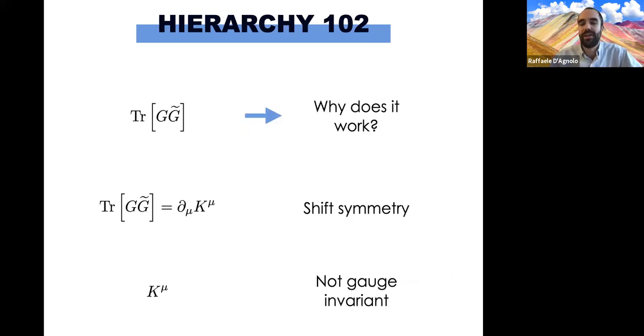So why does this work? The reason is relatively obvious. You can write this operator as the divergence of a current. So if you couple a scalar to it, there is a shift symmetry protecting it. But this current is not gauge invariant, and QCD breaks this shift symmetry non-perturbatively. So you generate the potential you've seen in the previous slide. And so we are looking for operators whose vacuum expectation value is protected by some symmetry, which is broken predominantly by the X-BAB. So something quite obvious that we could have known from the beginning.